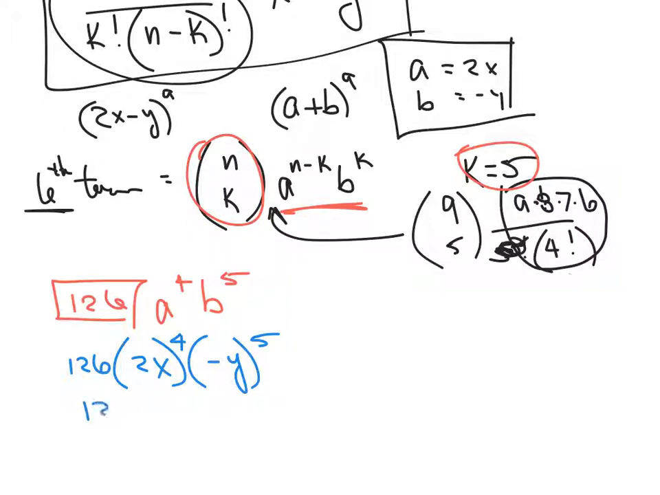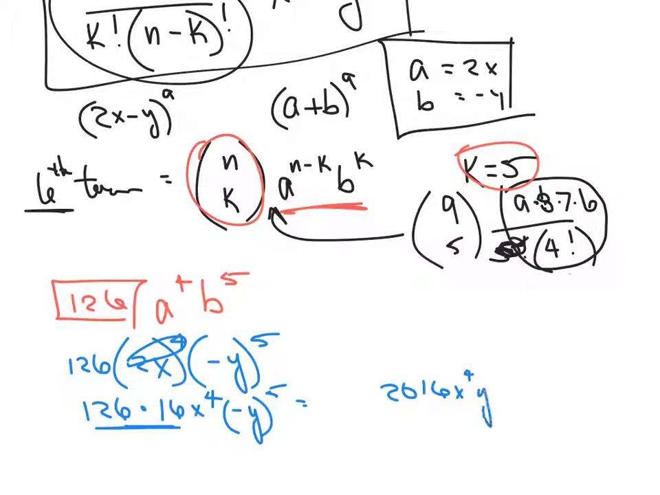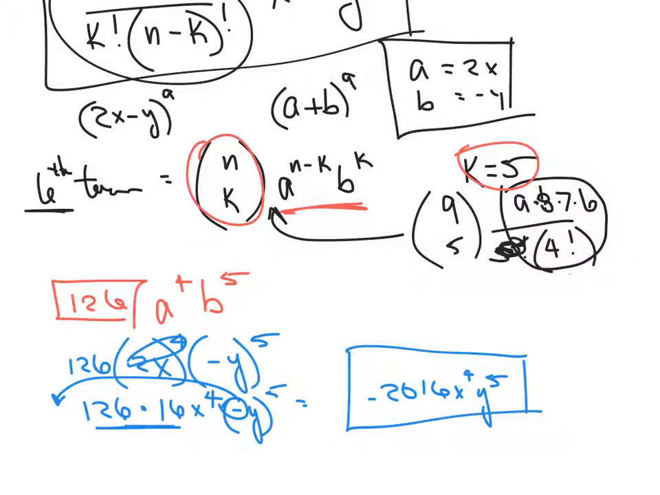So we've got 126 times 2 to the 4th power, which is 16, x to the 4th, negative y to the 5th, which equals, multiply those two together, 2016 x to the 4th, y to the 5th, and we're going to take this negative and pull it out here and just make that negative. So that is my sixth term of this binomial right here if I expanded it. And that is it for 8.6.